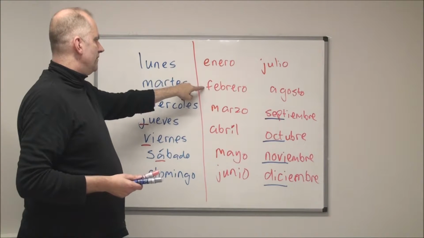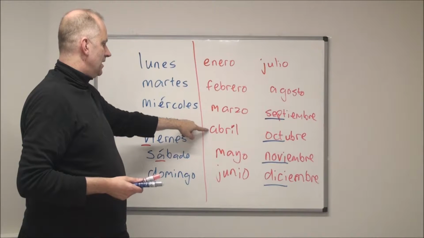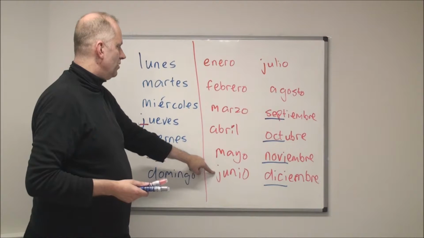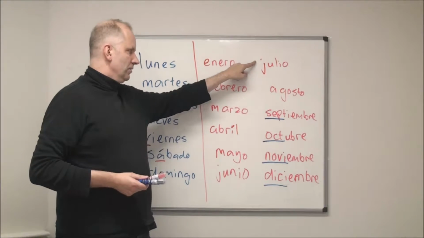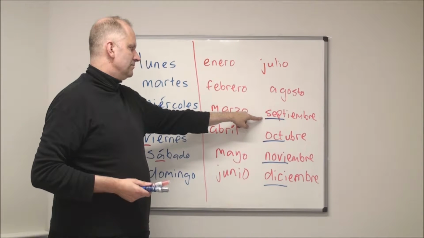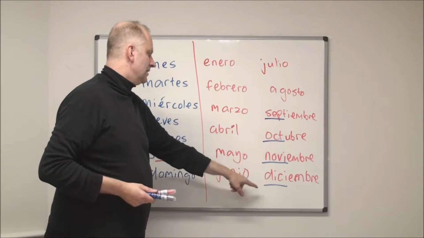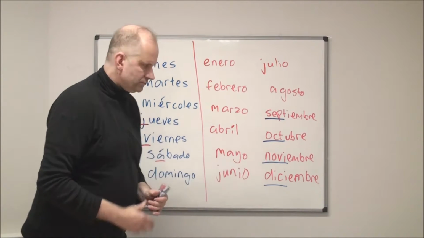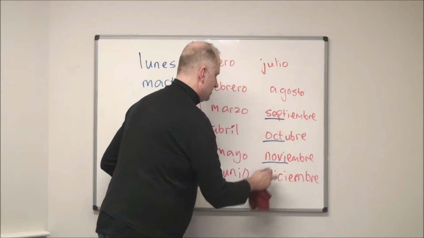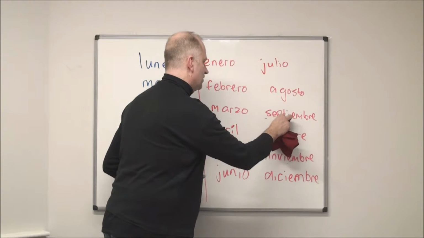Enero, febrero, marzo, abril, mayo, junio, julio, agosto, septiembre, octubre, noviembre, diciembre. Something I also like to do is look at where the stress is in the word, so which syllable is pronounced more strongly.